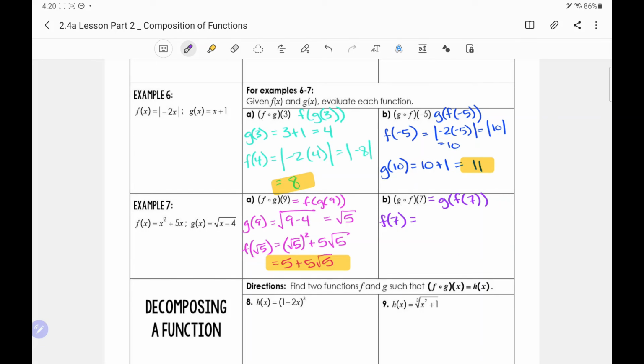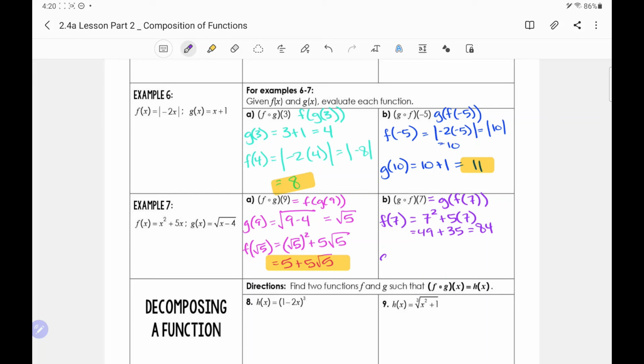For f of 7, I've got x squared plus 5x. So I have 7 squared plus 5 times 7. So 49 plus 35, right? 49 plus 35 equals what? 9 and 5 is 14. Carry the 1. 4 and 3 is 7. So we got 84, right?